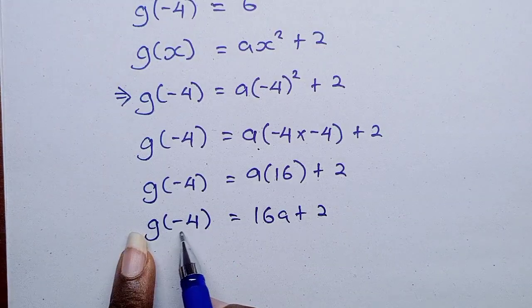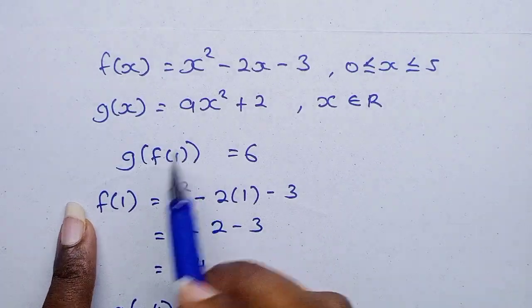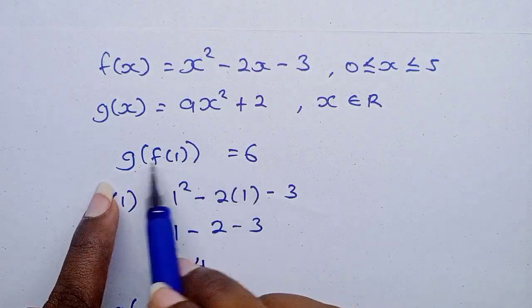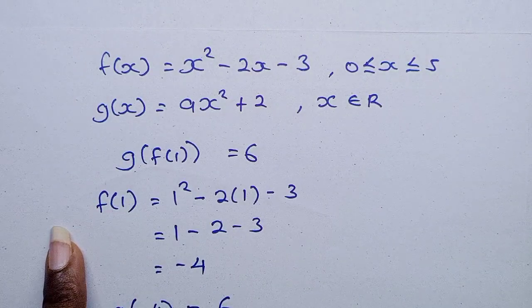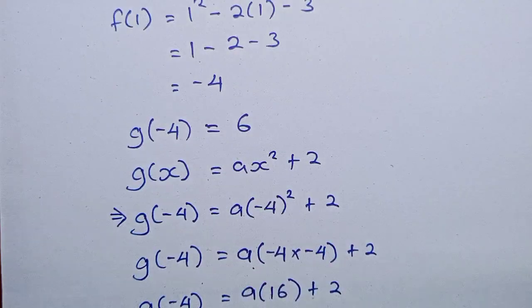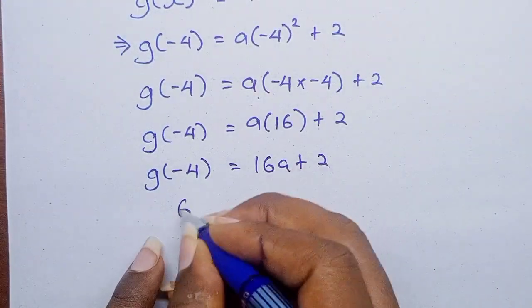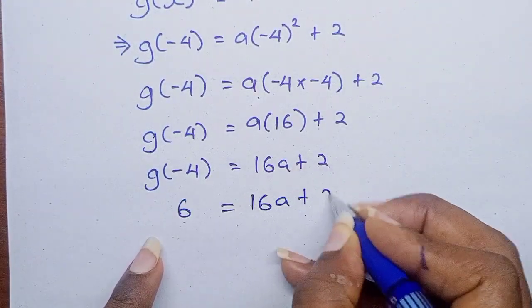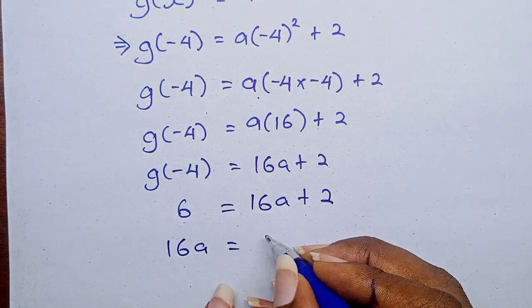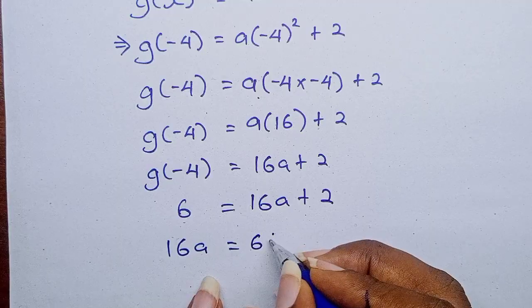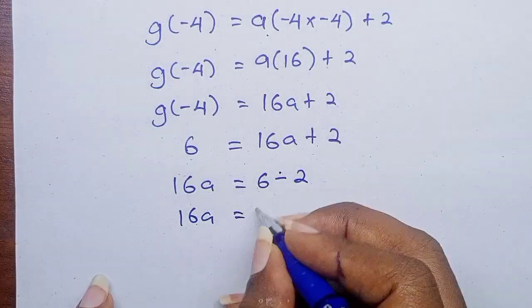But remember, we were told to find g of f of 1 is equal to 6. And we were able to find g of negative 4 here, which is equal to 6. So if g of negative 4 is equal to 6, that means here we can say 6 is equal to 16a plus 2. So we shall have 16a being equal to 6 minus 2. 16a is equal to 4.